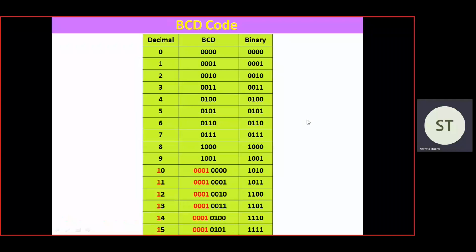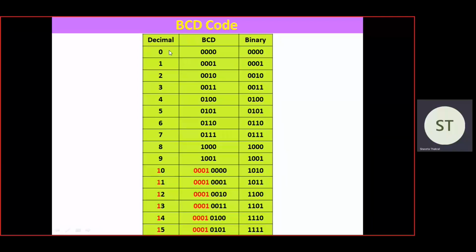So how to represent the decimal number in terms of BCD code? Like we have decimal numbers 0, 1, 2, 3, 4, 5, 6, 7, 8, 9. So the valid decimal numbers in the BCD are 0 to 9. Remember this. So that means 10, 11, 12, 13, 14 - these decimal numbers are invalid in the BCD.